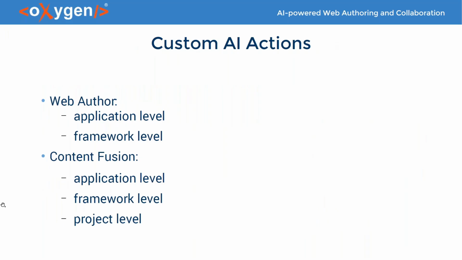The custom AI actions. Well, Positron supports defining custom actions in WebAuthor at application level and framework level, but in Content Fusion it supports them at framework level and at application level, but also at project level. So you can have actions for every document, or for every family of documents, or for every document opened from a particular project.